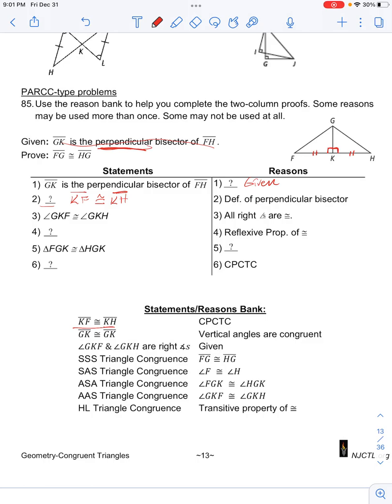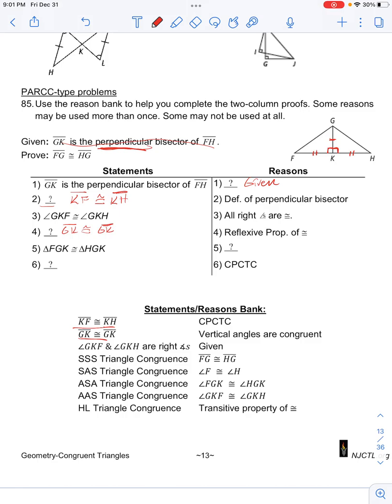Okay, statement 4 we're missing, and our reason given is the reflexive property of congruence, which means that we would have to use the same segment for both triangles. So this is this common shared segment GK. So we have that GK is congruent to GK. And that's proven by the reflexive property.